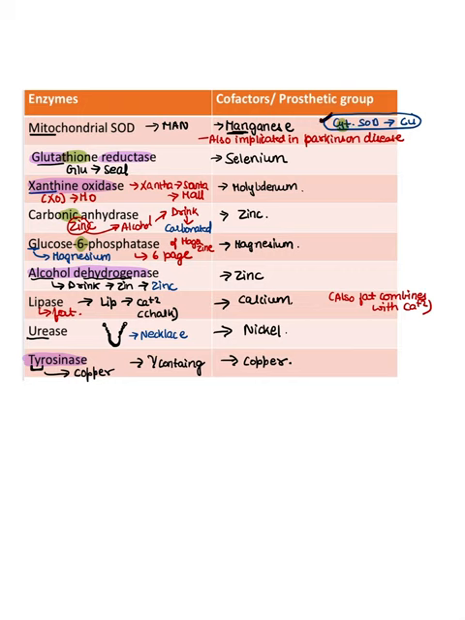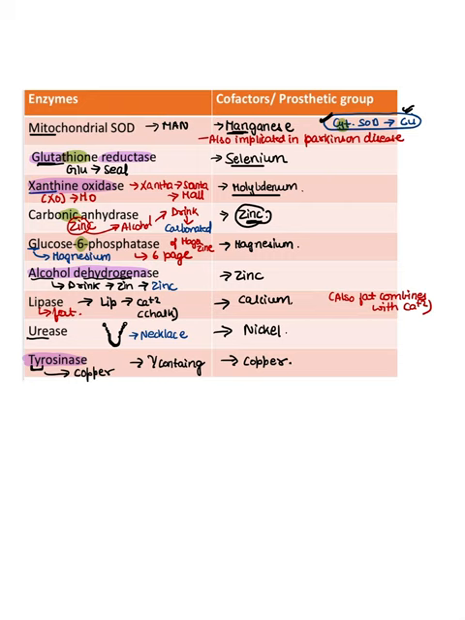And if you talk about the cytosolic SOD, guys, that is copper. Glutathione reductase, how do you remember? If you are using a glue, you are trying to seal something, that is selenium. Then xanthine oxidase, guys. Xanthine oxidase, that is xantho, XO, that can be made to MO, that is molybdenum. Carbonic anhydrase, guys, that is zinc, guys. Carbonic and zinc, it sounds similar, guys.